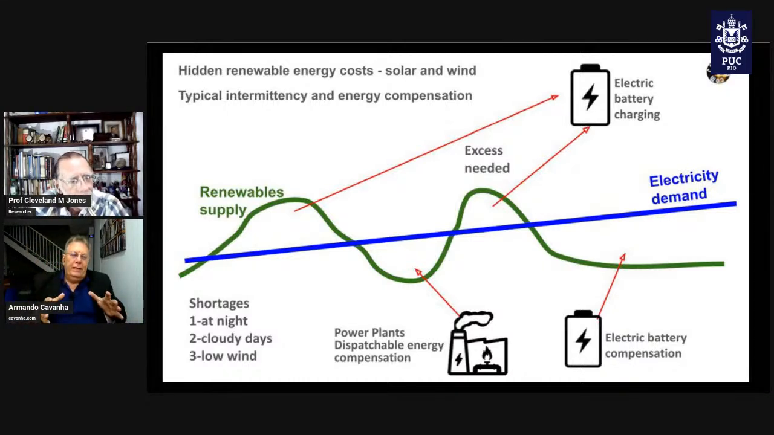My point is that we do not normally consider these costs in the renewable costs. They do not make these costs explicit when we talk about renewable costs. This is my point, and if you can talk about this during your presentation.